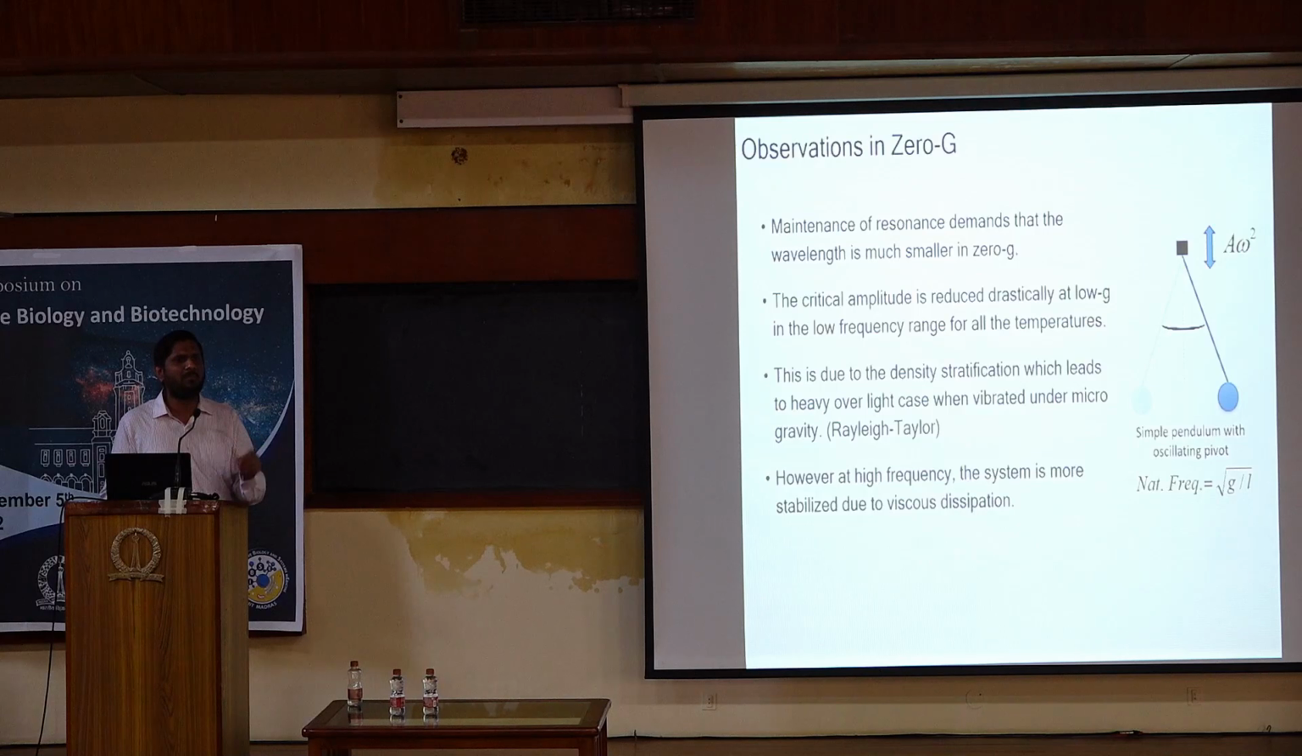You can think of a simple pendulum experiment where you have a pivoted pendulum and you are vibrating the pendulum. A pendulum is oscillating, and suddenly, let's say you are changing the gravity. Okay, the only way the system can respond, if the natural frequency is kept constant, is to change the wavelength, and that's what we see. So when you reduce the gravity, there should be a corresponding reduction in the wavelength, and when the wavelength reduces, there is more dissipation, and that leads to more stability that comes from the microgravity conditions.